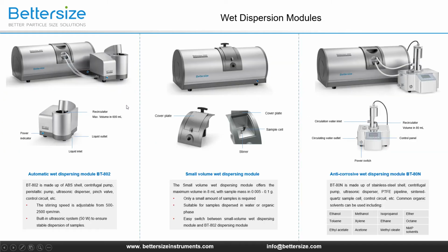Wet dispersion modules of the Bettersizer 2600 contain BT802, the small volume wet module, and BT80N. BT802 automatic dispersion module is designed for particle size measurements using water as the dispersion medium. It has user-adjustable stirring speed and a built-in ultrasonic system to prevent sample agglomerates. The small volume wet dispersing module is designed for valuable or small volume samples, where the medium is organic solvent or water. It offers a maximum volume of 8 ml. Anti-corrosive wet dispersing module BT80N is designed for particle size measurements with organic solvents as the medium. It is suitable for common organic solvents such as ethanol, methanol, isopropanol, ether, etc.